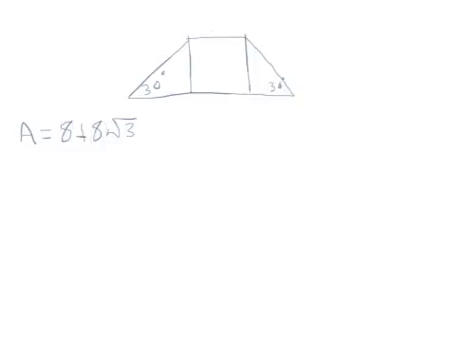In this problem, we are told that the base angles of an isosceles trapezoid are 30 degrees, so I have labeled that as such, and we're also told that the area of the trapezoid is 8 plus 8 times square root of 3. It also says that the length of the shorter base equals the length of the height.